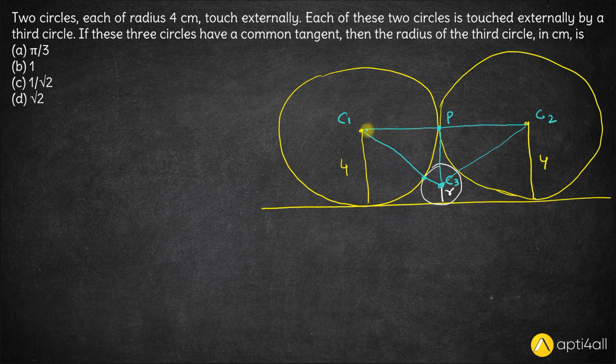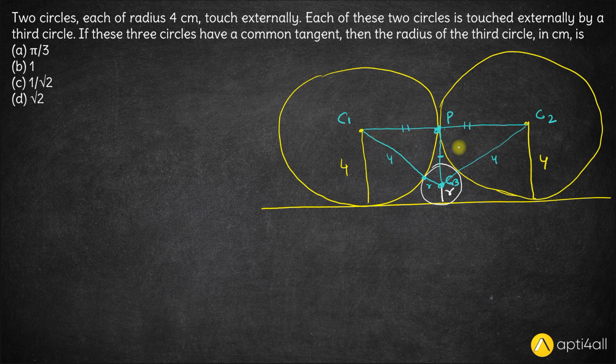Now if you look at triangle C1, P, C3, this will be 90 degrees. How do you get 90 degrees? Basically, if you look at triangles C1, P, C3 and C2, P, C3, both these triangles will be congruent. This side is equal to this side, same radius, and this is the common side, and this side here will be 4 plus R, the radius of this circle plus R, the radius of the third circle. So the third side is also equal in these triangles.